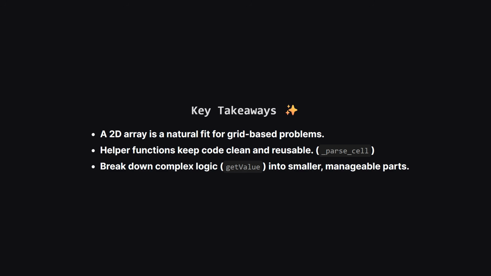Let's wrap it up. For a problem like designing a spreadsheet, using a two-dimensional array is a very natural and effective way to represent the data. Creating small, focused helper functions, like the one we use to parse cell names, makes the main code much cleaner and easier to read. And finally, when faced with a more complex task like parsing a formula, breaking it down into smaller steps, like splitting the string and then resolving each part individually, makes the problem much simpler to solve.